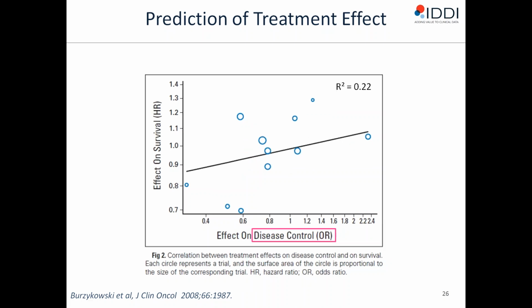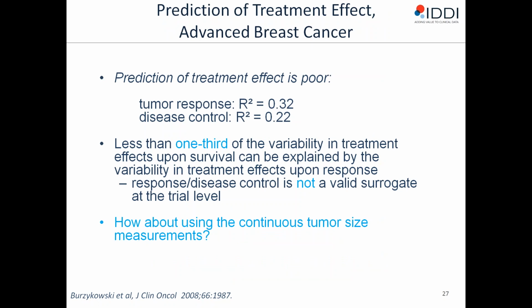If we look at disease control, so this is a little bit different endpoint, it is stable disease plus partial response plus complete response. We see that also for disease control, the association is not much better. So also in this case, in advanced breast cancer, we can say that the prediction of treatment effect on the surrogate is poor. Less than 1/3 of the variability in treatment effects upon survival can be explained by the variability in treatment effects upon response, or well, tumor binary response or disease control. And therefore, in this case, neither tumor response nor disease control is a valid surrogate at the trial level.